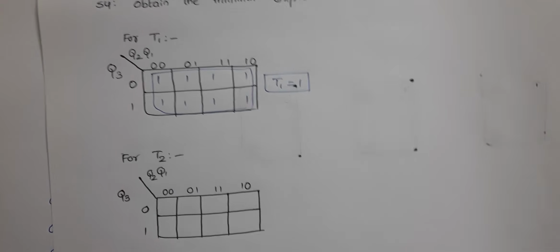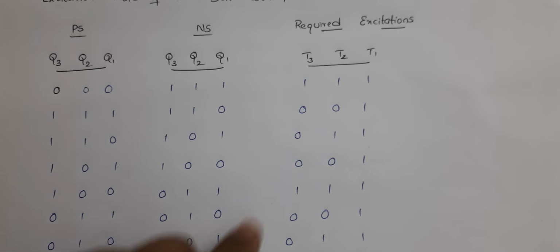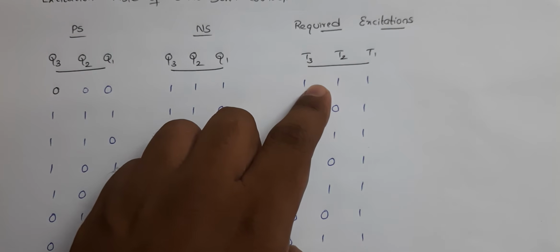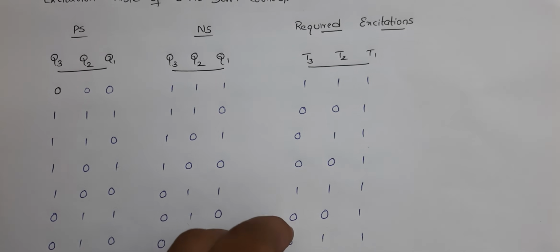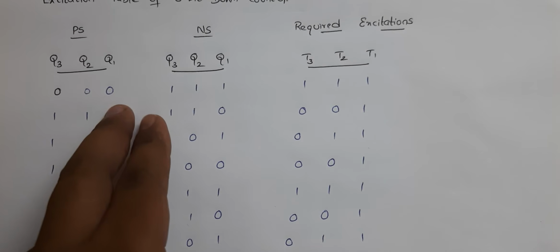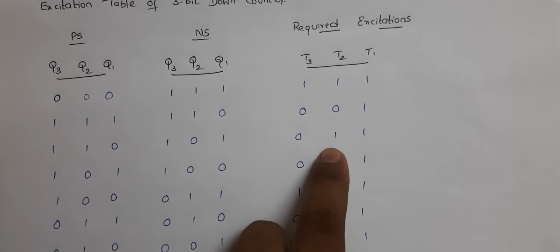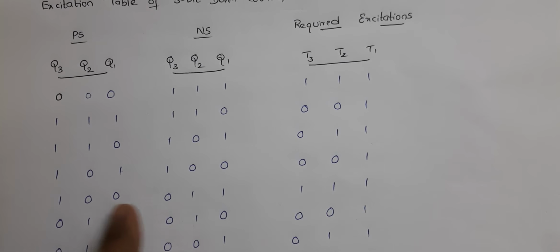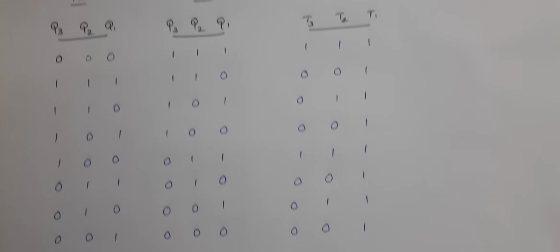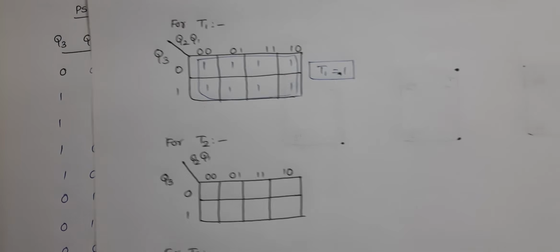Similarly for T2, again we consider the excitation table for T2. Let us check the T2 column, on which combinations the T2 column indicates 1. In the 0, 0, 0 combination T2 is 1, and next for the 1, 1, 0 combination T2 is 1, and for the 1, 0, 0 combination T2 is 1, and for the 0, 1, 0 combination T2 is 1. So we consider those ones only.